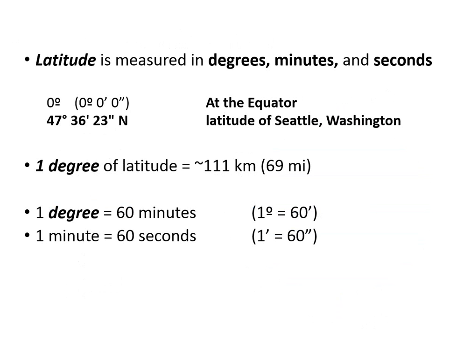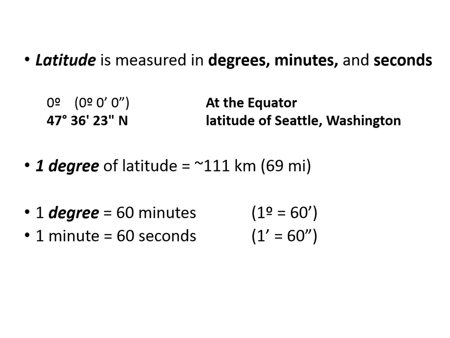Latitude is measured in degrees, minutes, and seconds. So it's a base 60 type system. So 1 degree has 60 minutes, just like time. 1 hour is 60 minutes. 1 degree has 60 minutes, except this is space. And then 1 minute is 60 seconds. So at the equator, you can say 0 degrees. What you actually mean is 0 degrees, 0 minutes, 0 seconds. Seattle, Washington is at 47 degrees north, 36 minutes, 23 seconds. Okay?